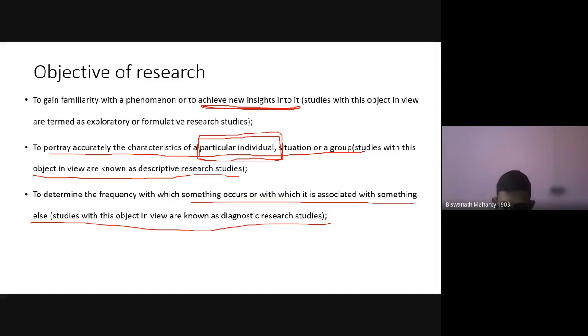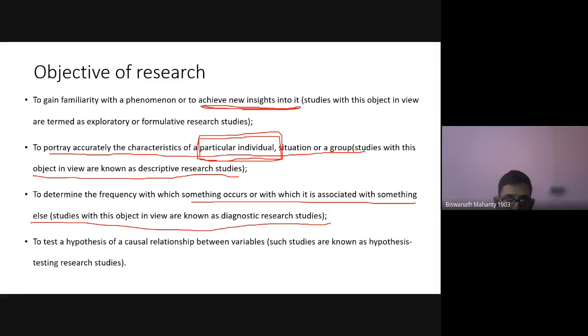You should have a large number of people so that your confirmation is stronger. You can really test a hypothesis of a causal relationship between variables. I told you, na? One is cause and another is effect. So you can test the hypothesis. Yes, the drug can reduce blood sugar.